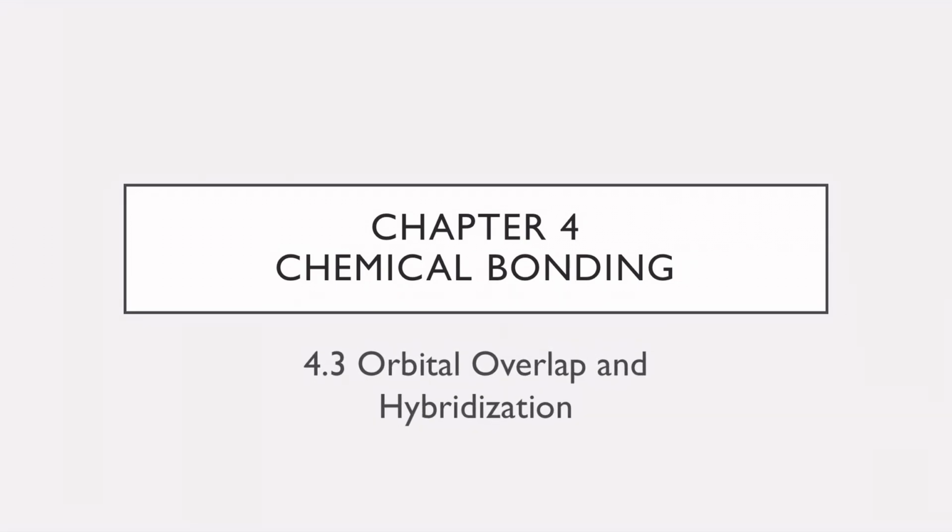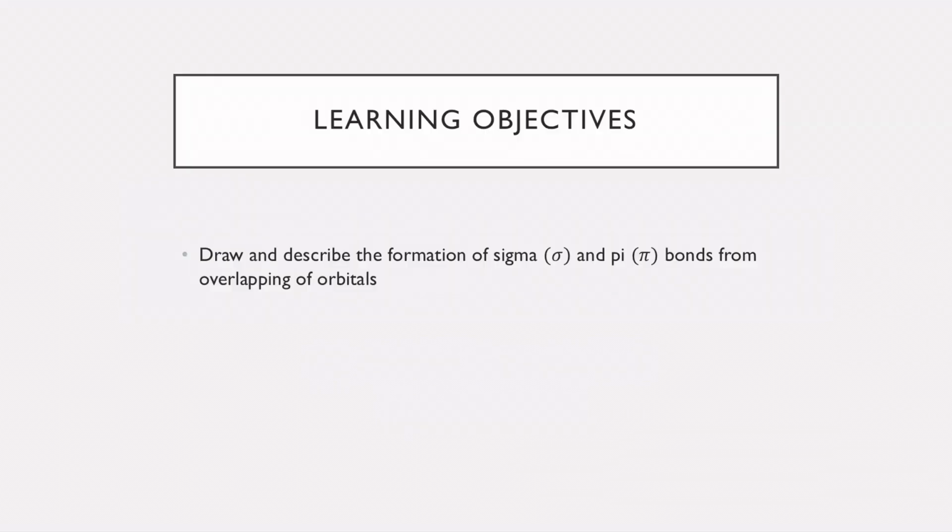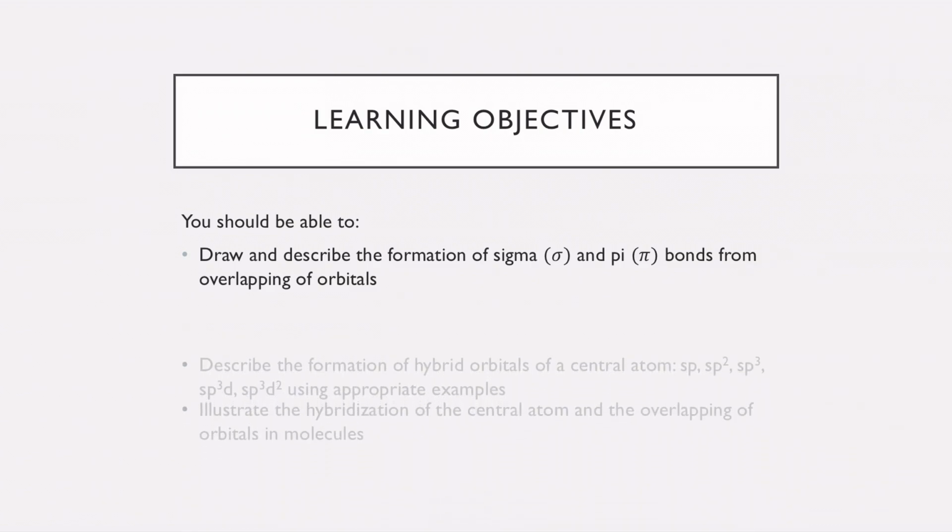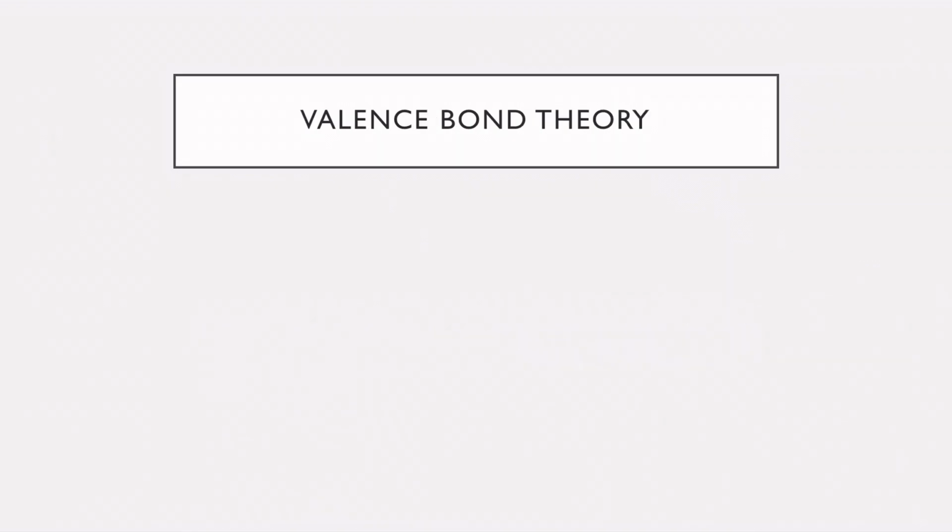So let's head on to the new subtopic: orbital overlap and hybridization. The learning objectives for this video: we will learn how to draw and describe the formation of sigma and pi bonds from overlapping of orbitals. The rest will be covered later.